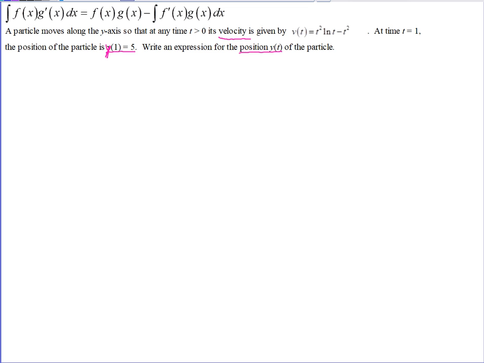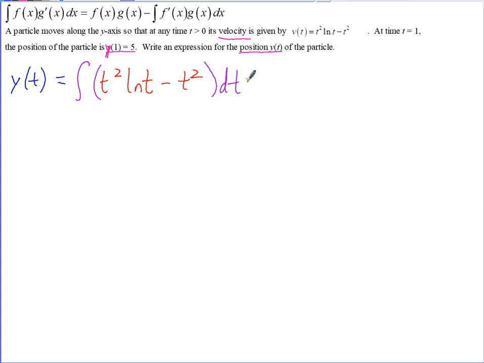So to go from velocity back to position, you have to integrate. So y of t, that's how you know you need to integrate this velocity. It's going to be the integral of t squared natural log of t minus t squared dt. So there's a couple different ways you can handle this one.